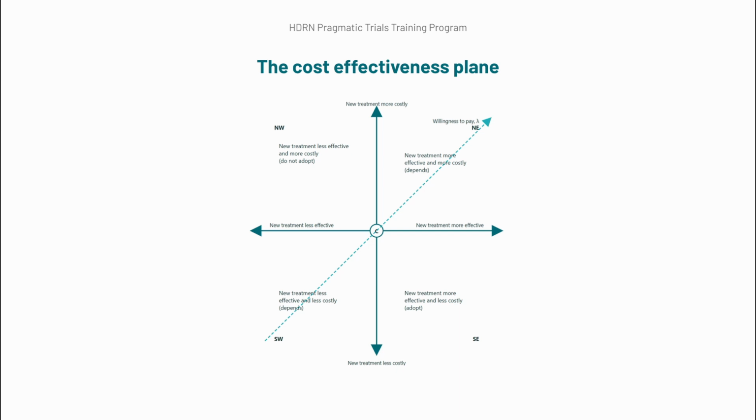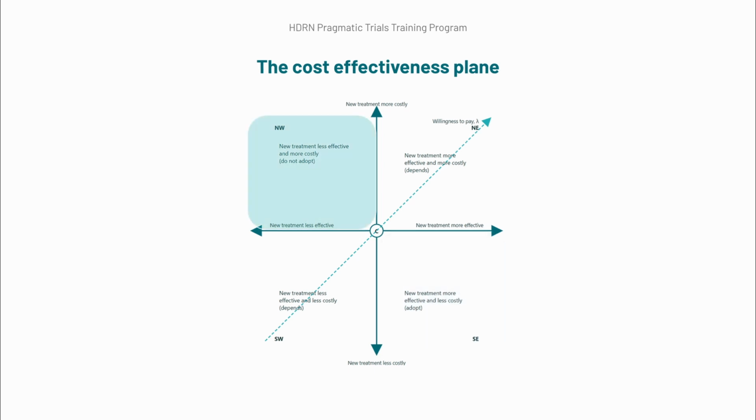The horizontal axis shows the change in effectiveness. Moving right means the new treatment is more effective. Moving left means less effective. The vertical axis shows the change in cost. Up is more costly. Down is less costly. Interventions in the southeast quadrant are more effective and less costly, so that is an easy yes for considering it cost-effective. We also call it a dominant strategy.